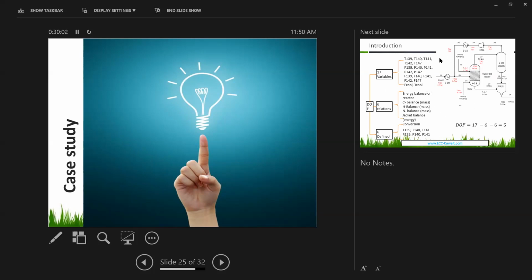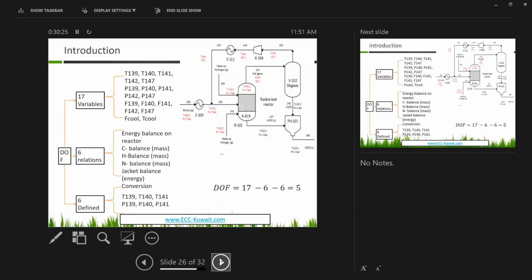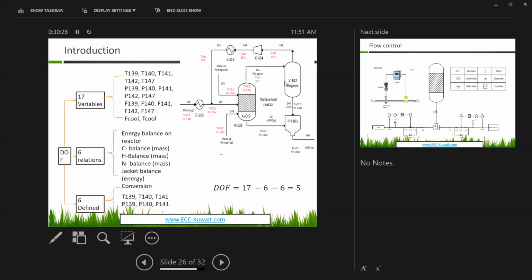So I will go to another screen, a manual touch screen, and I will make the exercise with each of you, or I will solve the piping and instrumentation diagram for a reactor. Okay. Here we have a fluidized bed reactor or a fixed bed reactor.